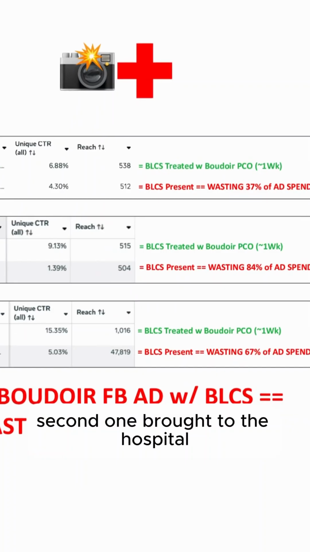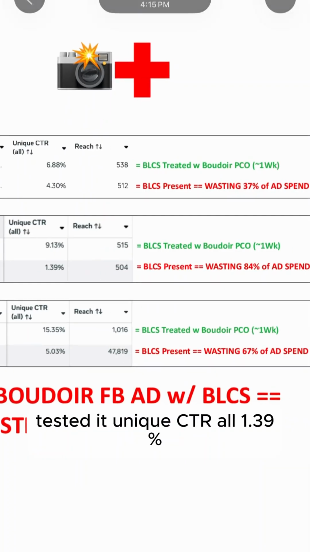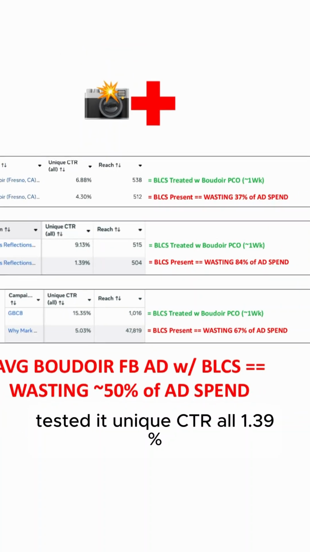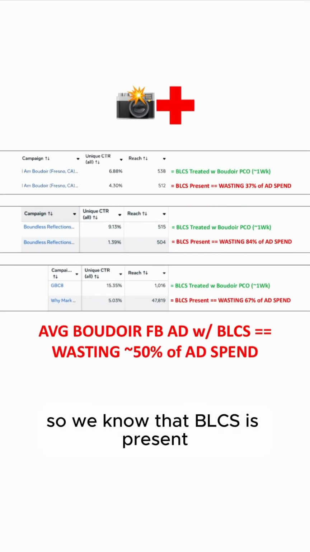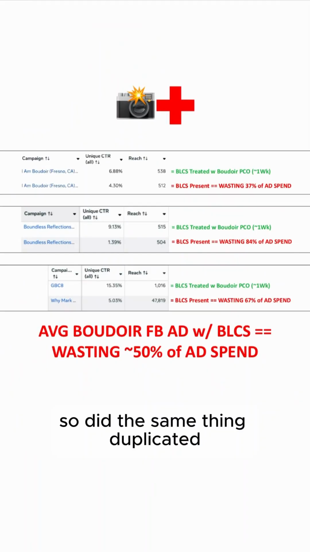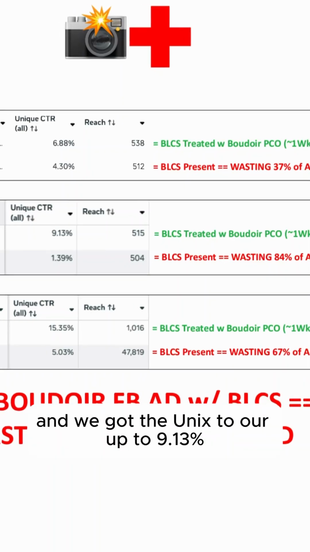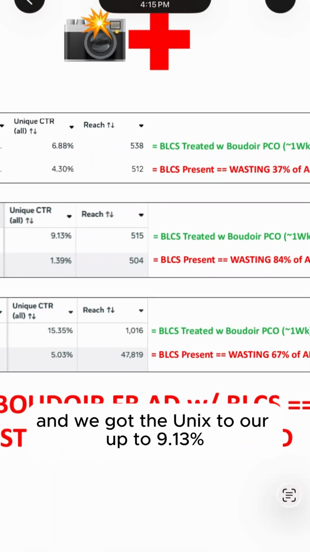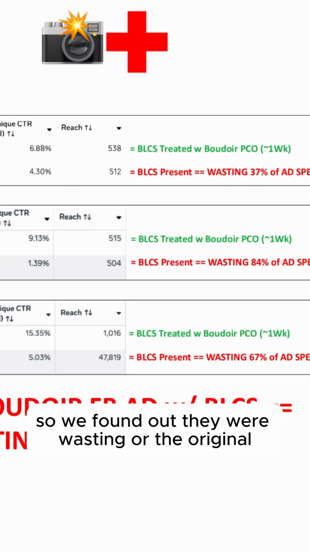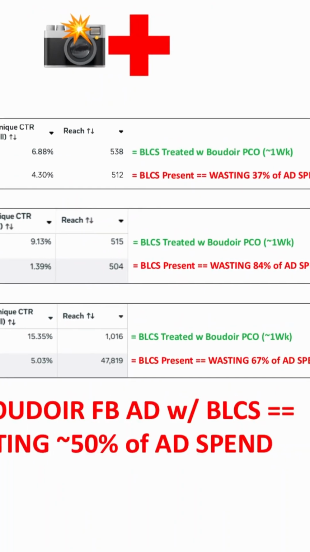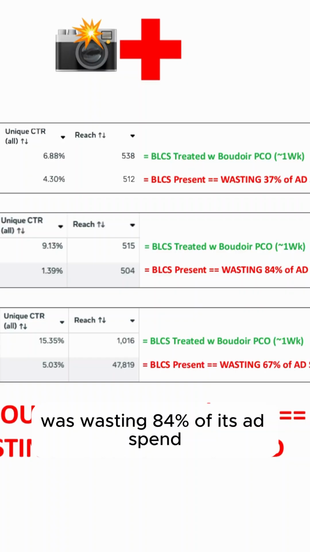The second one, we brought it to the hospital and tested it: unique CTR 1.39%. So we know BLCS is present. We did the same thing, duplicated it and treated it with Boudoir PICO, which takes about a week, and we got the unique CTR up to 9.13%. So we found out the original was wasting 84% of its ad spend.